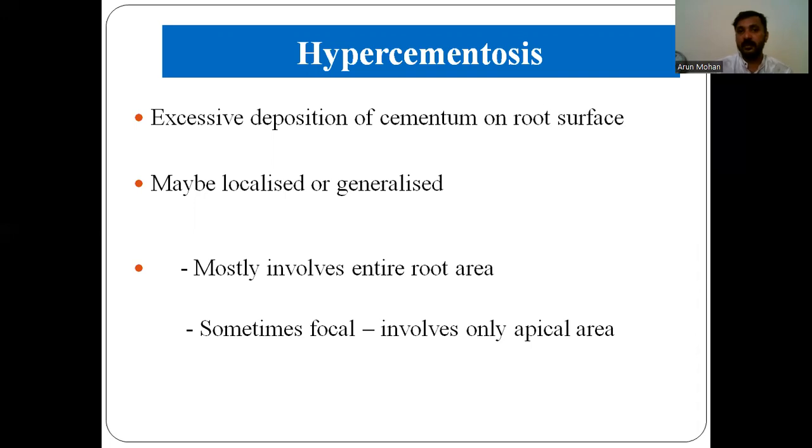Finally, there is hypercementosis of the root surface. As the name suggests, hypercementosis refers to excessive deposition of cementum on the root surface, which may be localized or generalized. It may be seen in one area associated with one particular tooth, or we may see a generalized hypercementosis, such as all the teeth in a quadrant or all the teeth in an arch may get involved in some cases. Mostly the hypercementosis involves the entire root area. Some cases will show deposition of cementum only in the apical area.